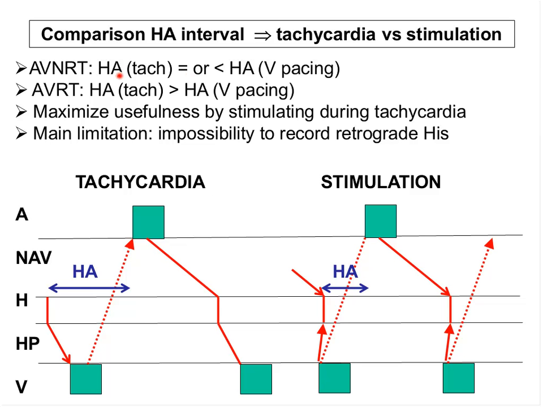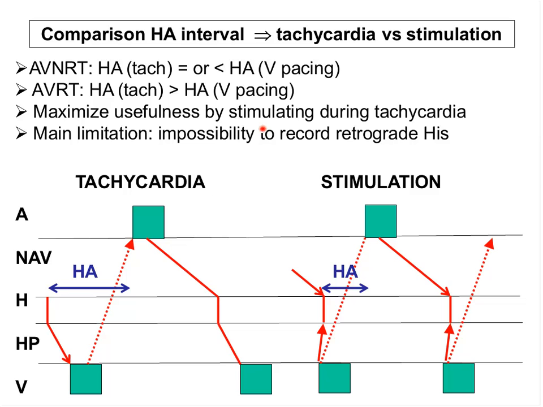In the case that there is a lower final common pathway, that is, the reflection within the AV node of the circuit is above the His bundle, then in this situation, the HA interval during pacing is even less. So now you get a difference, but in the other direction. HA interval during tachycardia is less than HA during ventricular pacing. So the difference will go in the opposite direction as it goes during AVNRT.